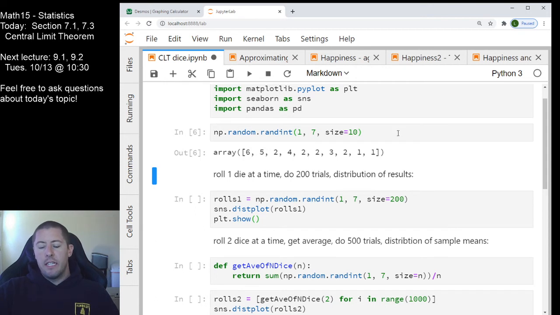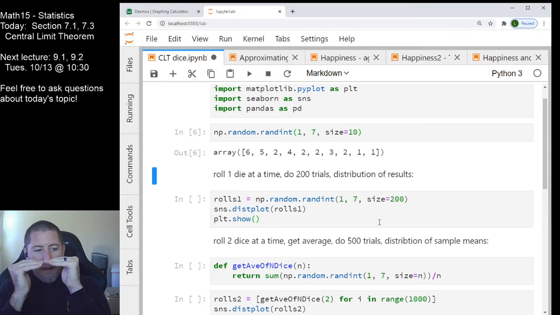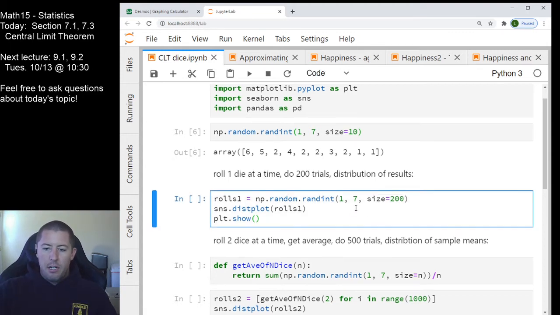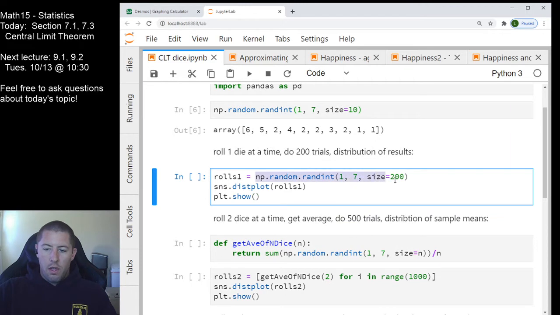What I'm more interested in seeing is what happens when we roll a die many, many times. Now, what we know about rolls of a die is that they are uniformly distributed, and I know that uniform distributions have that flat-topped, rectangular shape. So what I'm going to do is roll that one die 200 times, save my results as what I call rolls one, and then do a plot of that data.